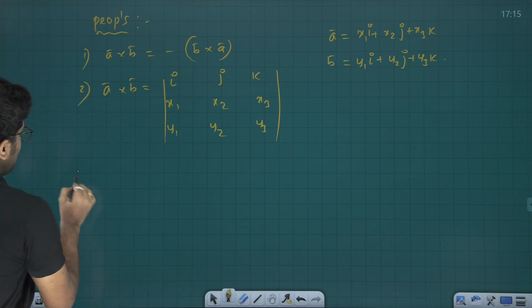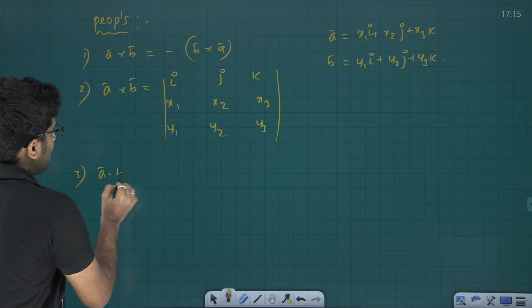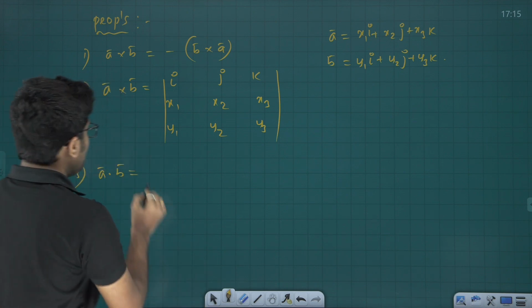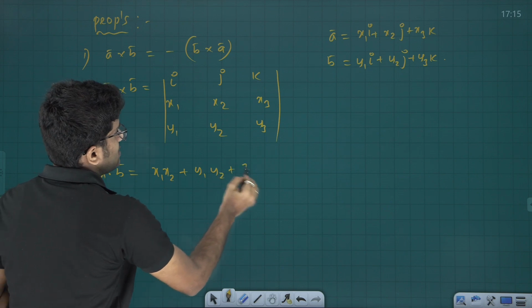Next, how do we get the dot product? See, A bar dot B bar will be, I am giving it here itself, x1 x2 plus y1 y2 plus z1 z2.